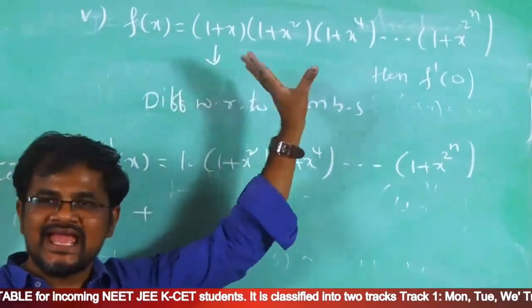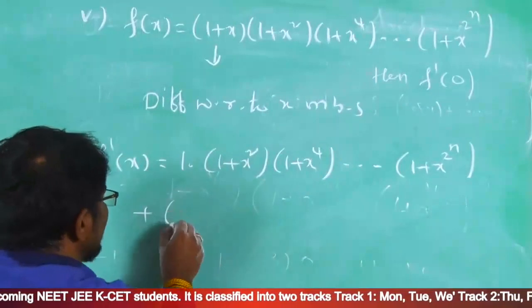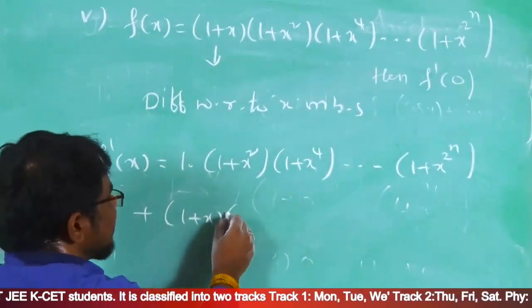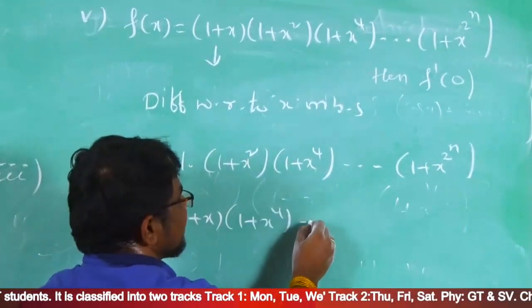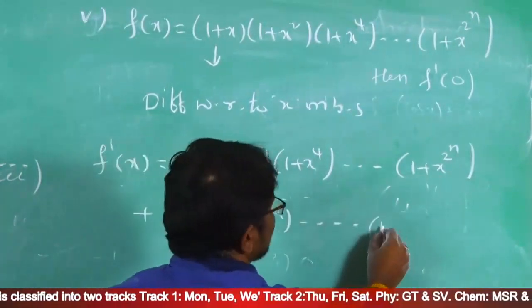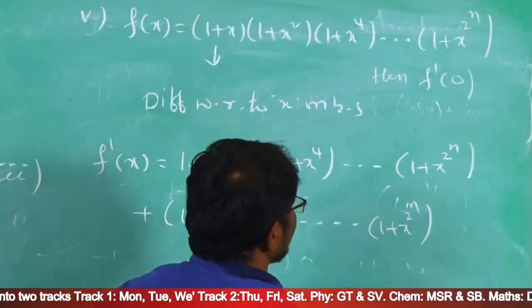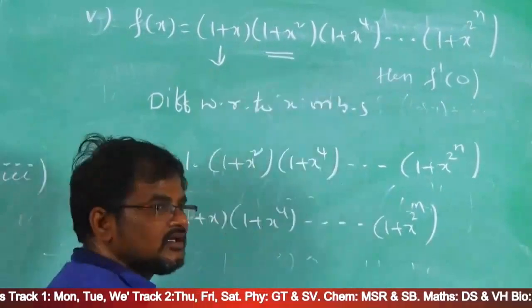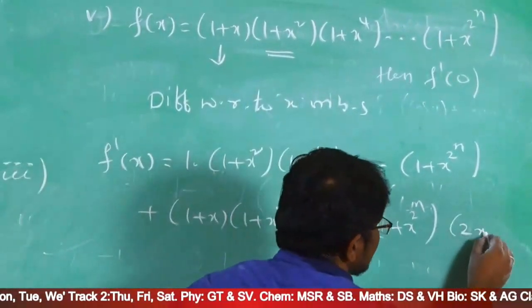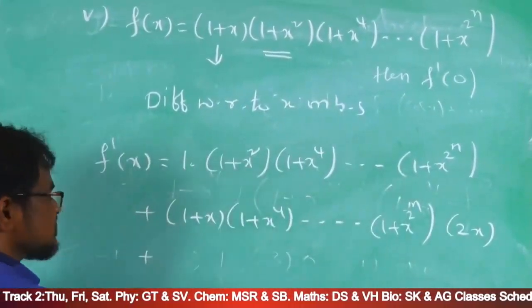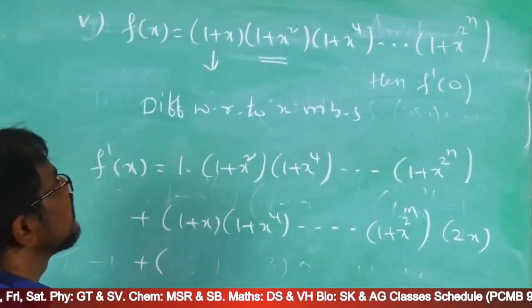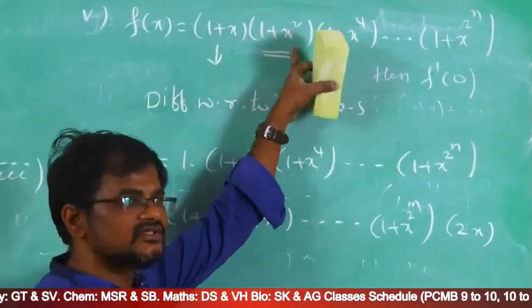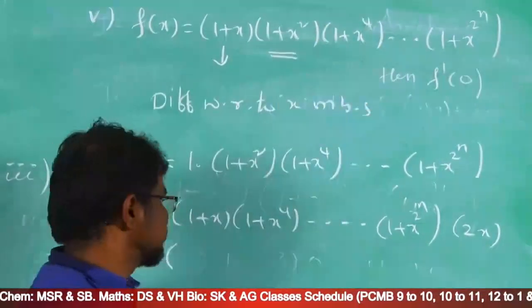Next, plus differentiation of the second one, keep the remaining as it is. Now that is 1 plus x, 1 plus x to the power of 4, and so on, up to 1 plus x to the power of 2 power n. Differentiation of this one is 2x. Plus, the remaining ones as they are, and we differentiate the next one.